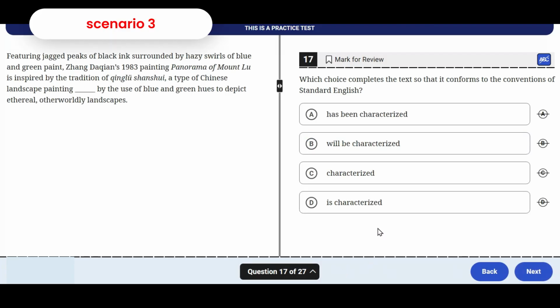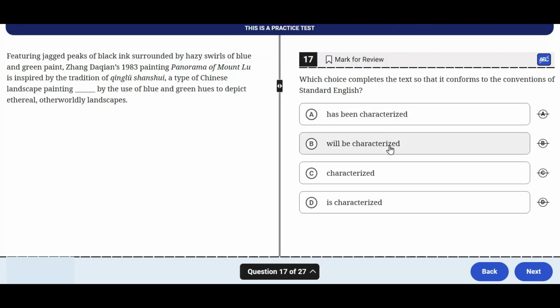Okay, which one is the odd one out this time? You have has been characterized, that's singular past, will be characterized, probably singular future, characterized, which is kind of hard to tell.